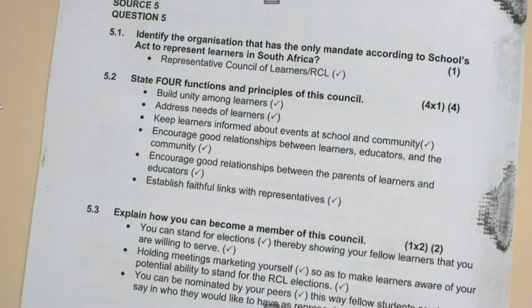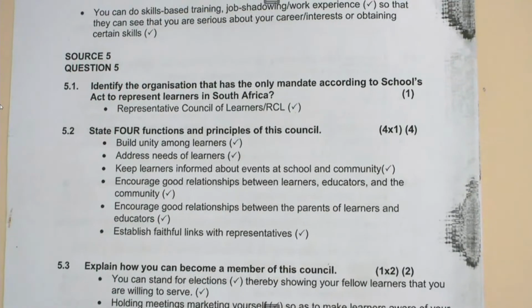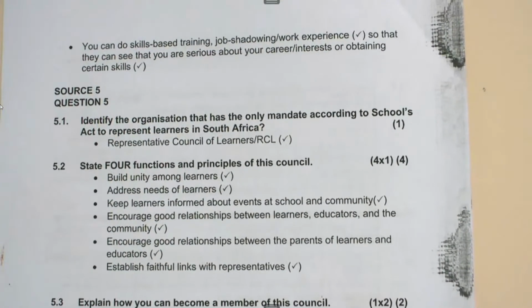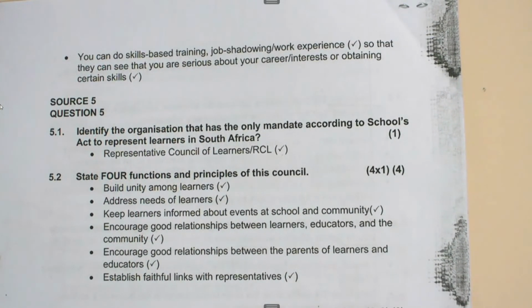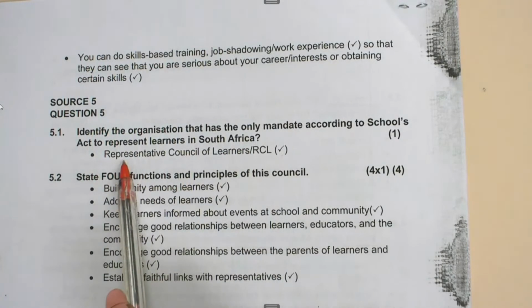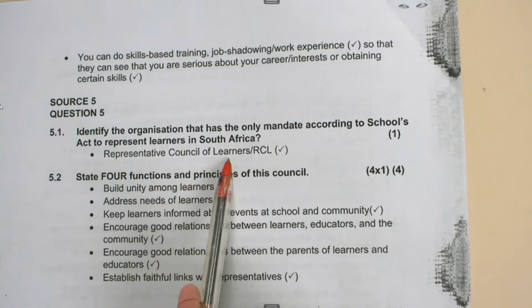The last source. This last source, it's very, very important. Source 5, question 5: identify the organization that has the only mandate according to the Schools Act to represent learners in South Africa. A representative council of learners.